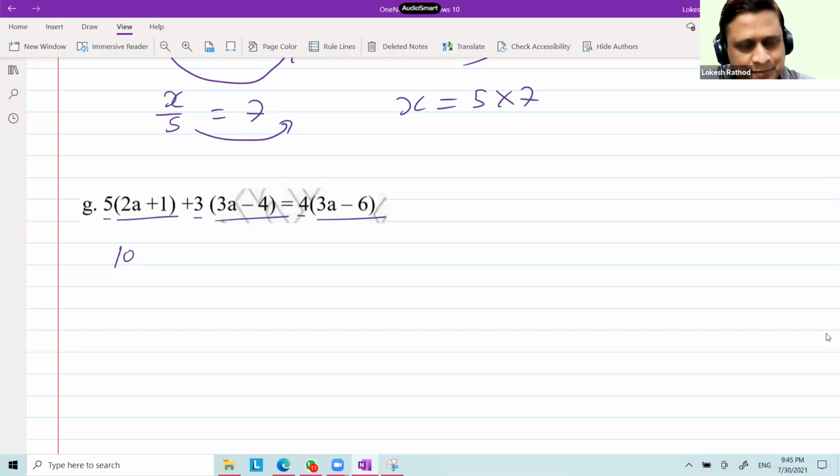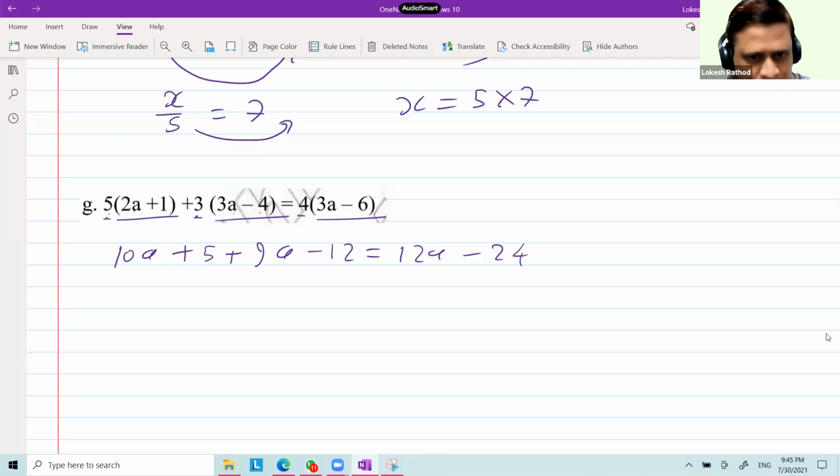5 2s are 10A, 5 into 2A, plus 5 into 1, 5, plus 3 into 3A, that is 9A. 3 into minus 4, a negative 4 into 3 would be minus 12. Correct? And this is 4 3s are 12A, and this minus 4 into 6, 24. So is this clear to you? Anyone having any doubt? You can just let me know. Is it clear? Yes.